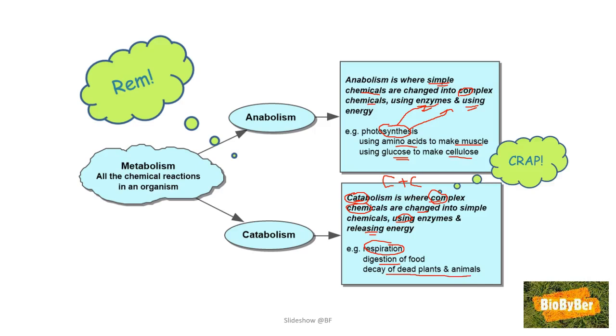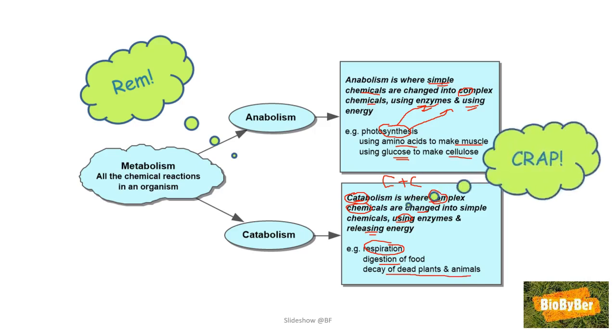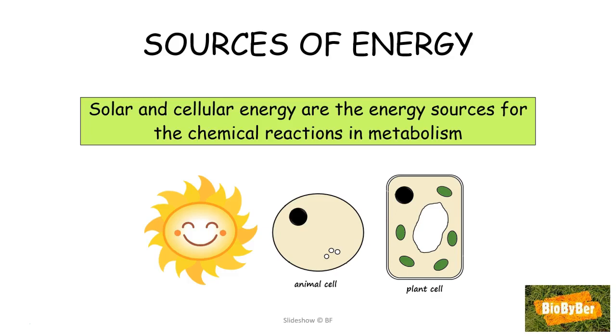So we might think of CAP. C for catabolic reactions, example, respiration. A for anabolic reactions or anabolism, and P for photosynthesis. Sources of energy.